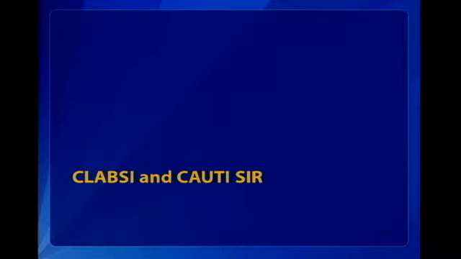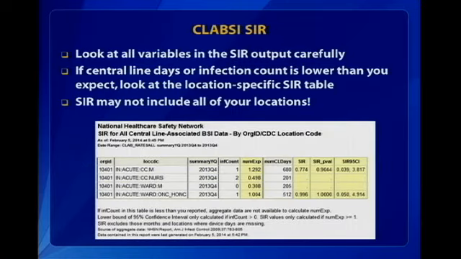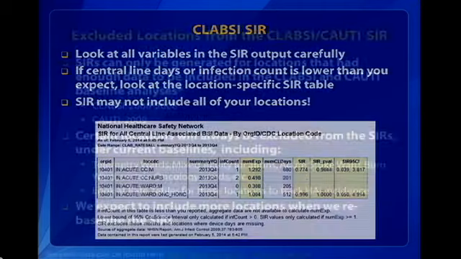So we're going to switch gears a little bit and talk about the CLABSI and CAUTI SIR. Again, when you first run your SIR output, you want to look at all of the variables very carefully. And if your central line days or your infection count is lower than you expect, you want to look at the location-specific SIR table, which is going to be that second and third table in the output. And you may notice that the SIR is not including all of your locations that you've reported data to.